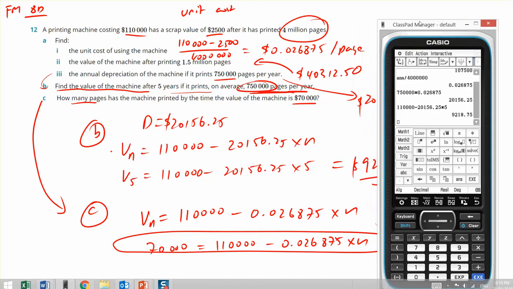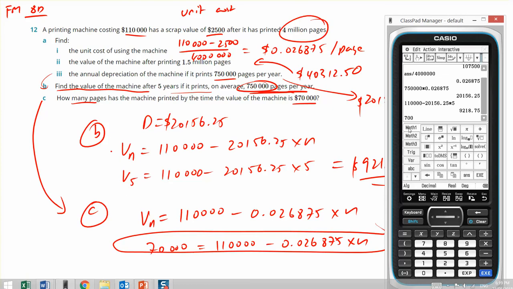It's really vital for financial questions to read the actual question, because you can easily go down the wrong path, and unfortunately, if you go down the wrong path, I can't award you any marks. Minus 0.026875 times, I'm not going to use n, I'll use x. Interactive and solve for x. Okay, so I've made a mistake somewhere, probably because I've neglected a 0. So always check your answer to see if it makes sense. If you get a negative, you've made a mistake somewhere. Okay, that's better.